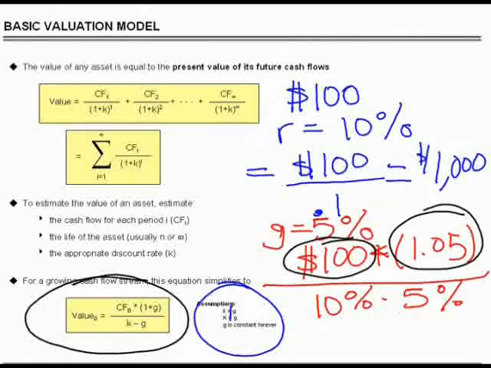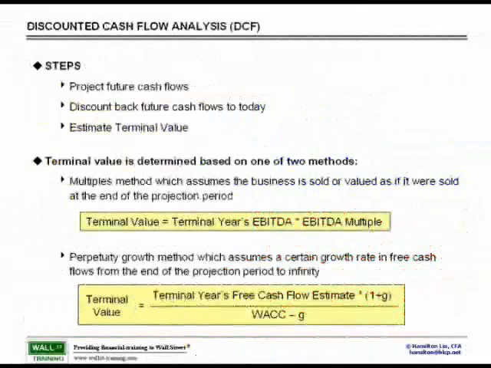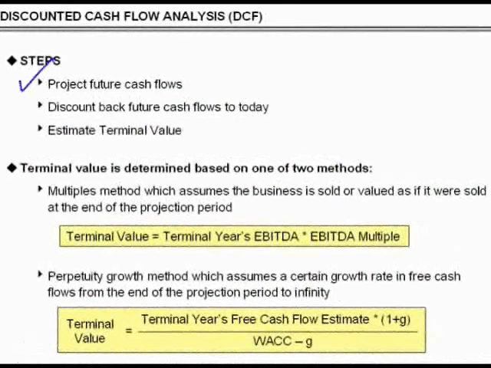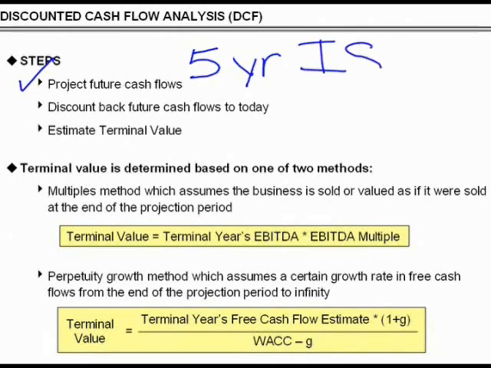Now, how do you apply this basic valuation model to a company? Here's what you would do. The first thing you would do is project the future cash flows. Well, we've done that for HRH, partially anyways. We've got the 5-year income statement projections that we already did, and we will take those numbers and apply them to the discounted cash flow.